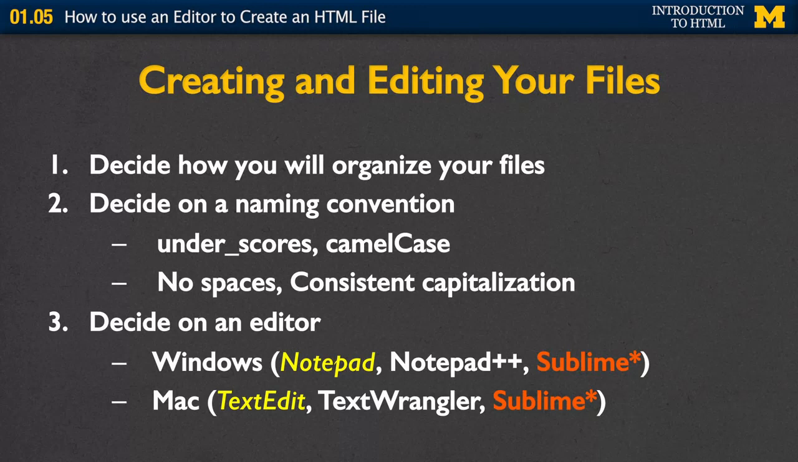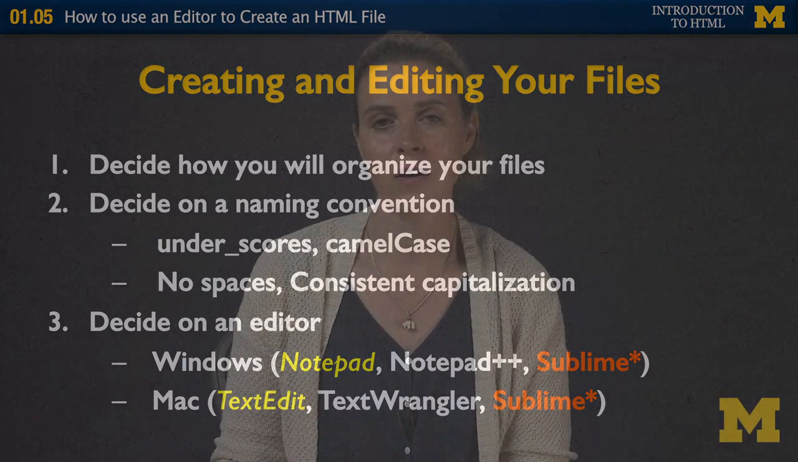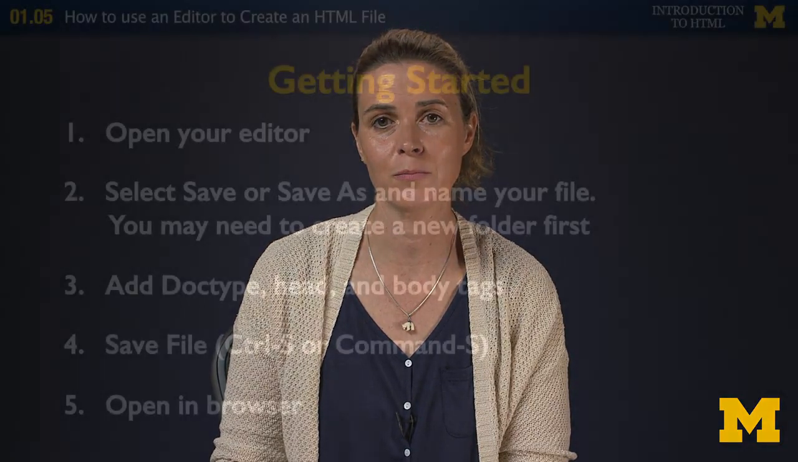Finally, you need to decide on an editor. If you're using a Windows machine, Notepad is already built in. You can also consider using Notepad++ or Sublime. If you're using a Mac, TextEdit is the default editor, although many people also use Text Wrangler. I'll be using Sublime throughout the rest of the course, but for today, I will be showing you examples of how to edit in Notepad and TextEdit as well.